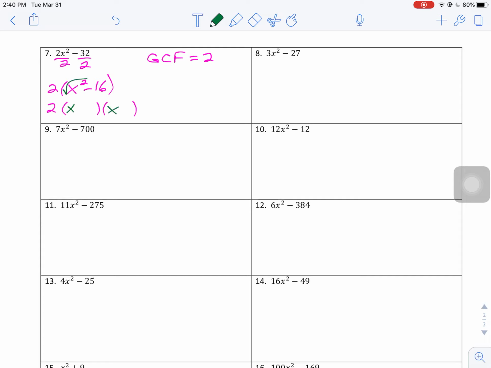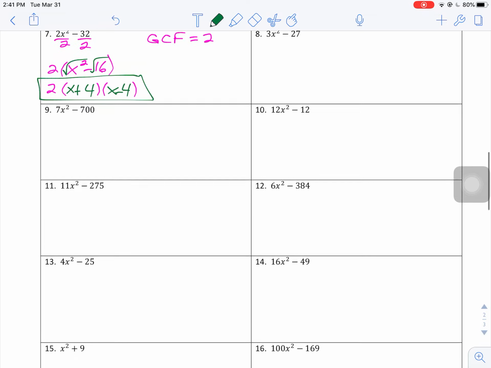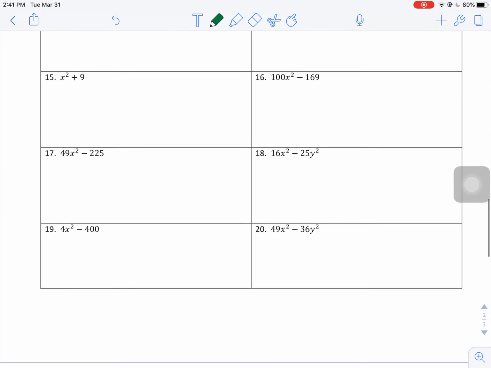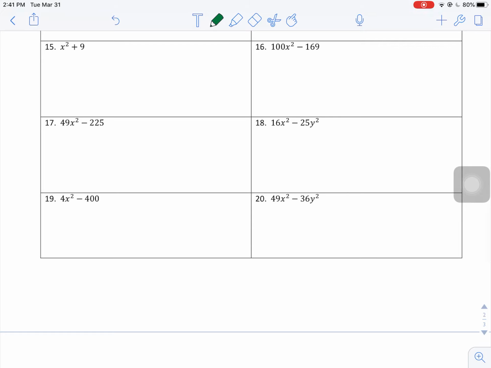So square root of x squared is x. Square root of 16 is 4. Make one positive, make one negative. Done. And you do need to have that 2 out in the front. A lot of people forget that. Let me do 2 more that are a little extra challenging. Let's do 15.